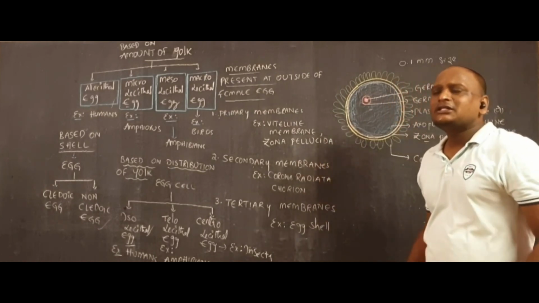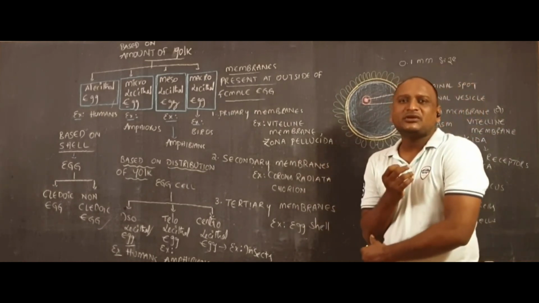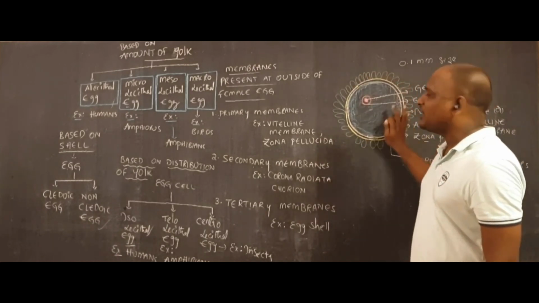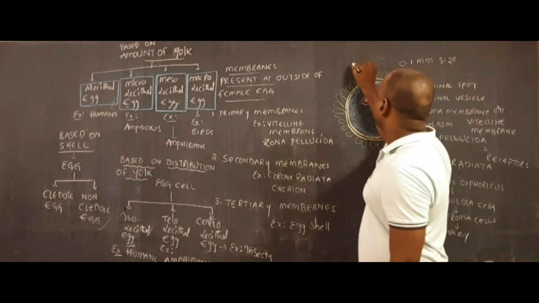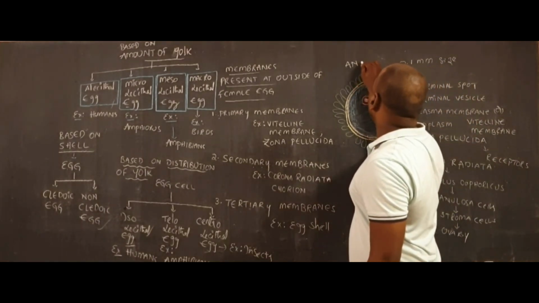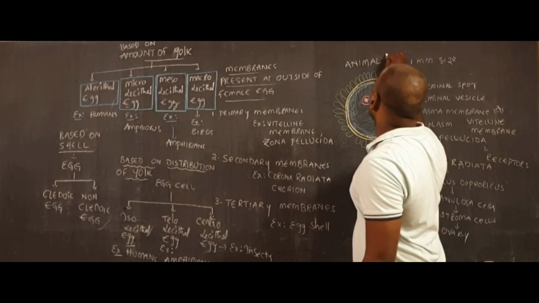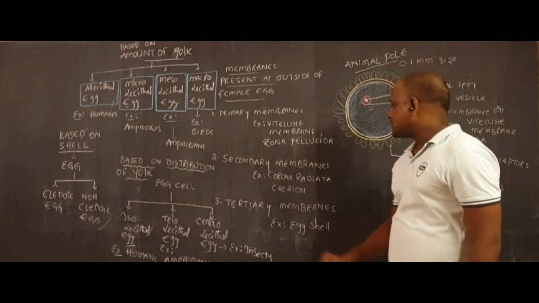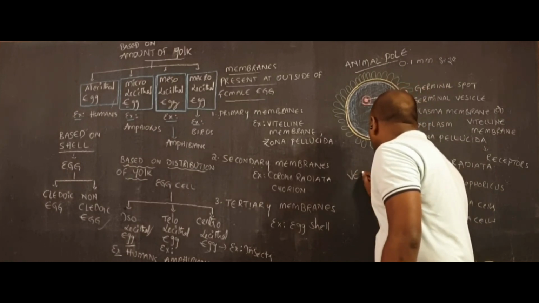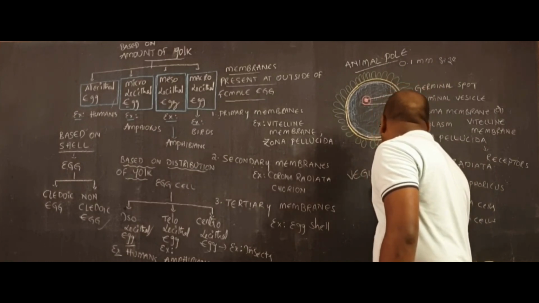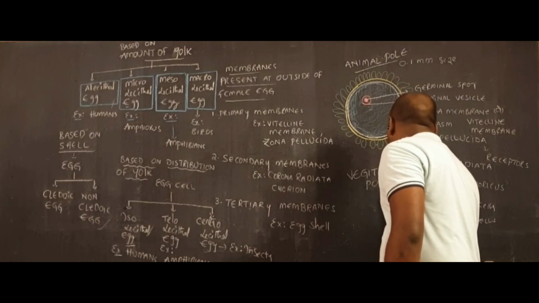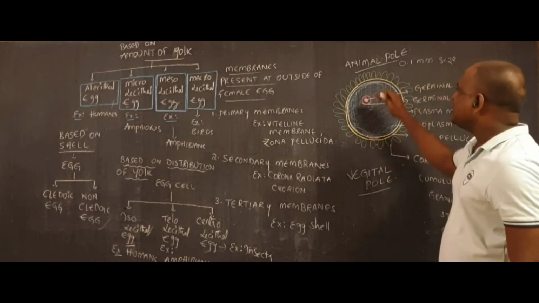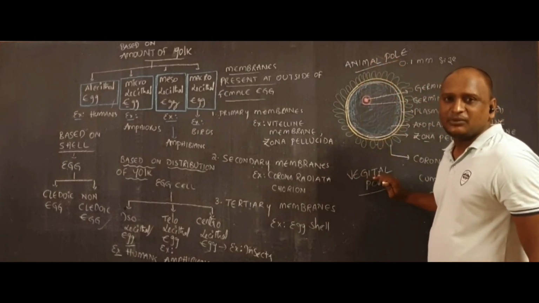In this case, sometimes we also use two more words: one is animal pole and second one vegetal pole. In the case of the female egg cell, we will use these two words, animal pole and vegetal pole. Here, what is the meaning of animal pole? What is the meaning of vegetal pole?